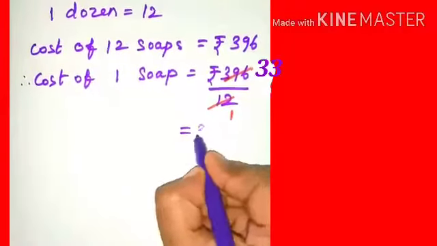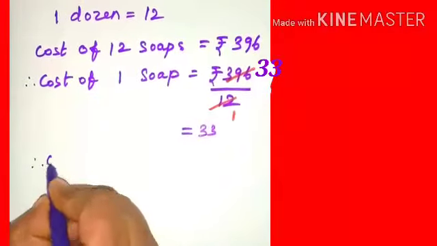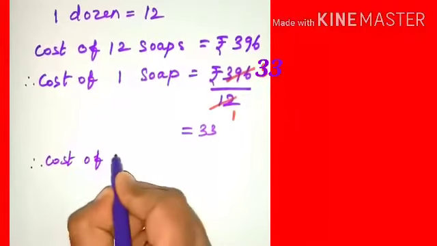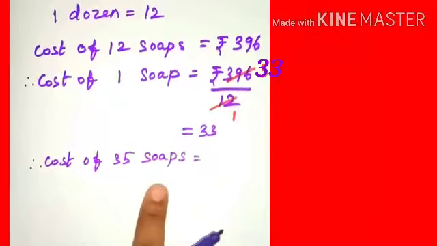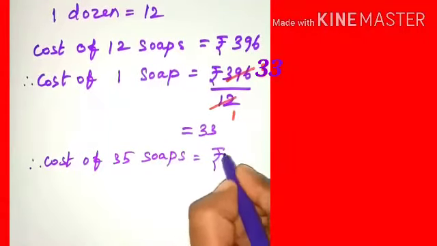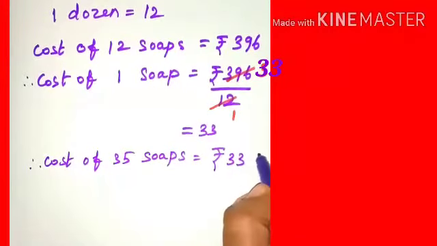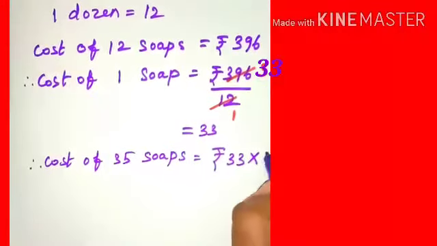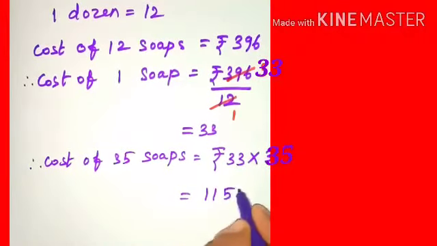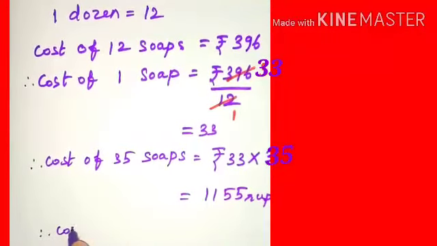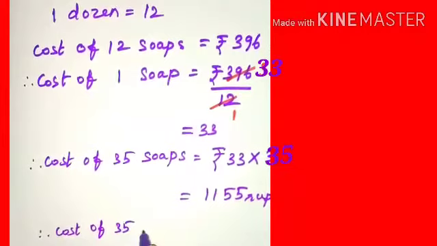Now the cost of 35 soaps, which is the required value. So for that, what will we do? We have to multiply 33 with 35. So that is 1155 rupees. So therefore, the cost of 35 soaps is equal to rupees 1155.